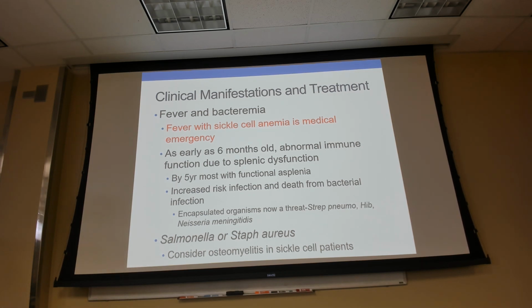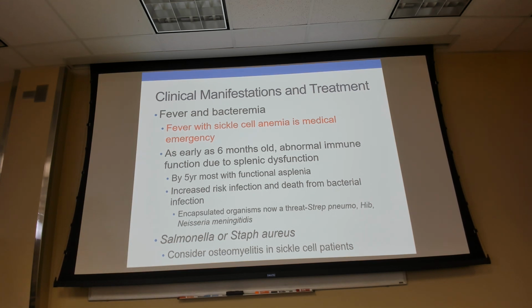The spleen is going to take out those encapsulated bacteria, which are your encapsulated ones. Strep, Neisseria, Hib, and then Klebsiella is another one. Don't forget that one on there. Those are the ones that you worry about. These kids are going to have a horrible infection with an encapsulated bacteria because the organ that's pulling those out is not functional by the time they're about 5.